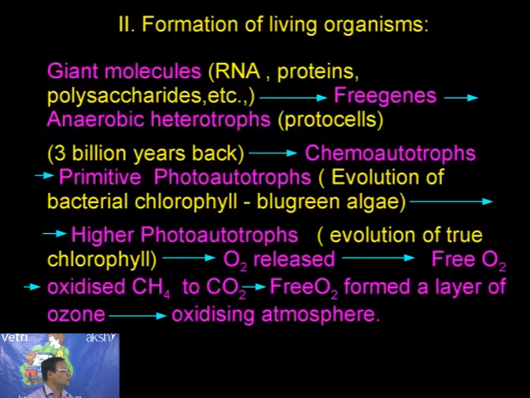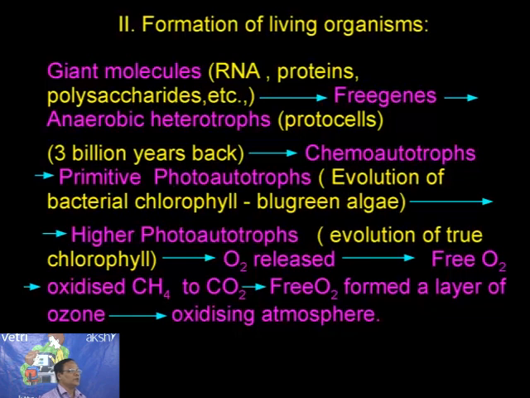As a result of that, we now have the evolution of the primitive photoautotrophs. Because of the evolution of the bacterial chlorophyll, the first formed living organism now synthesized food by using light energy. And that is because of the blue-green algae, because of the bacterial chlorophyll, which was developed in the blue-green algae, the cyanobacteria, as we call them.